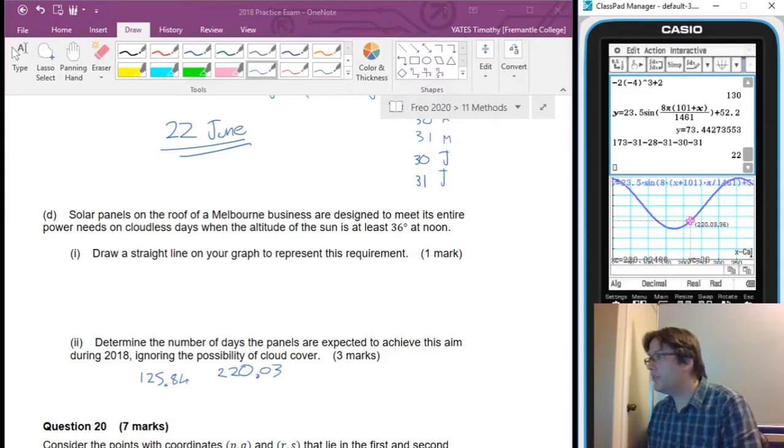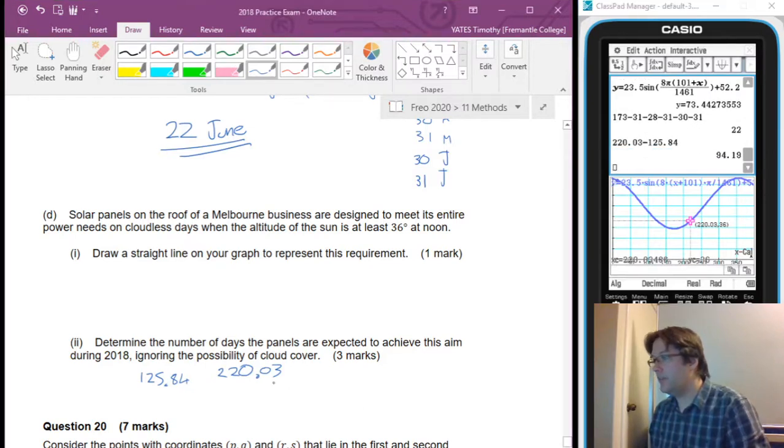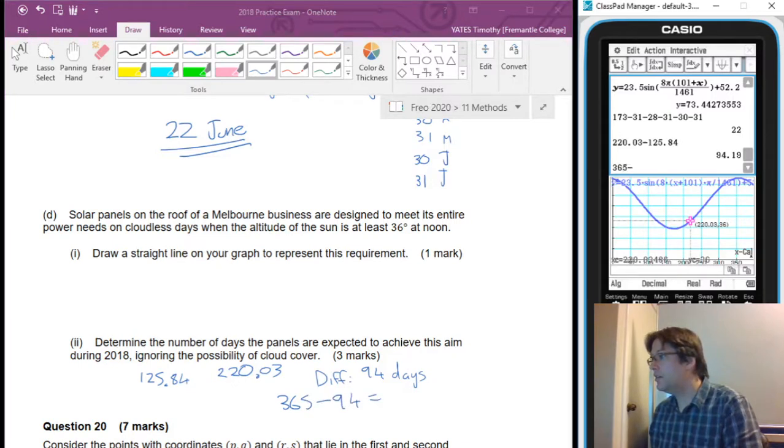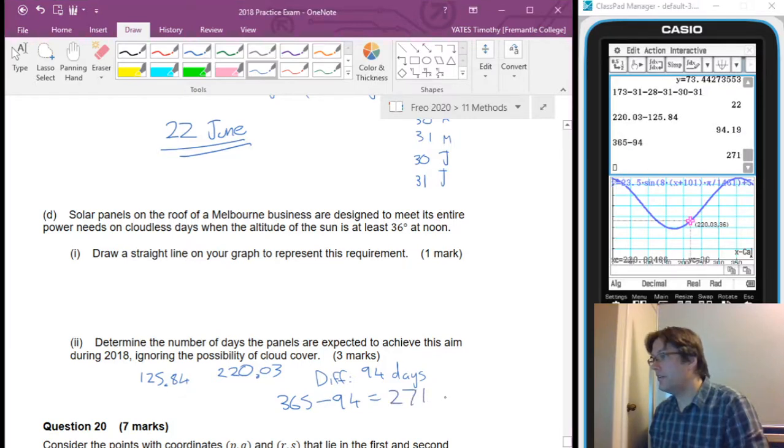So let's subtract those. 220.03 take 125.84, and that's 94 days. So we want to do 365 take 94 to find out what's left over. That's 271 days. Hopefully that's right, but the methodology is there.